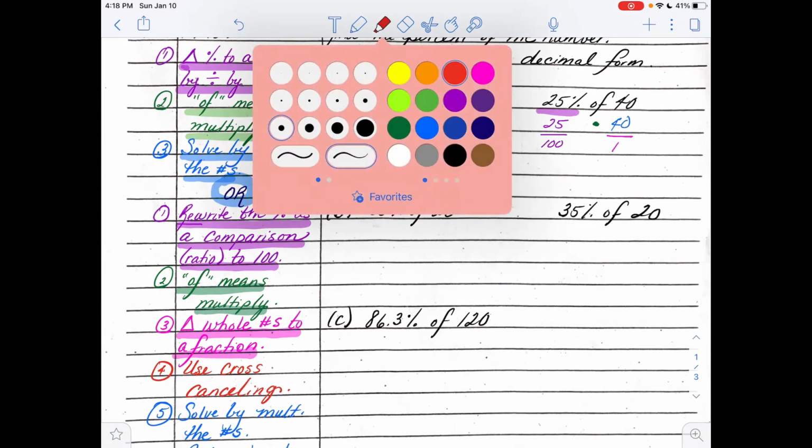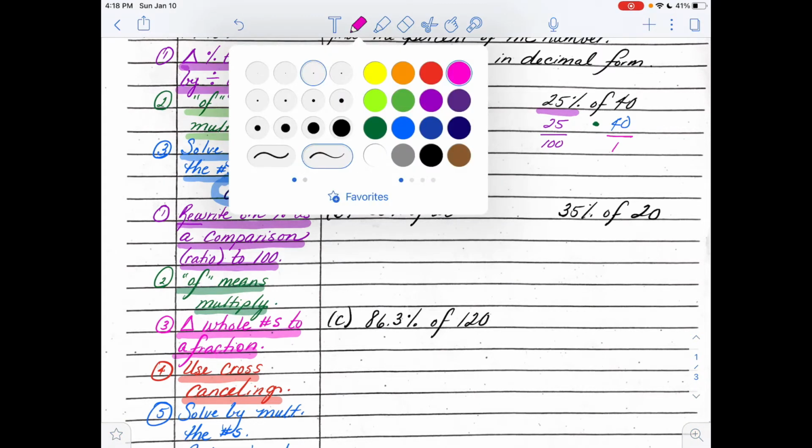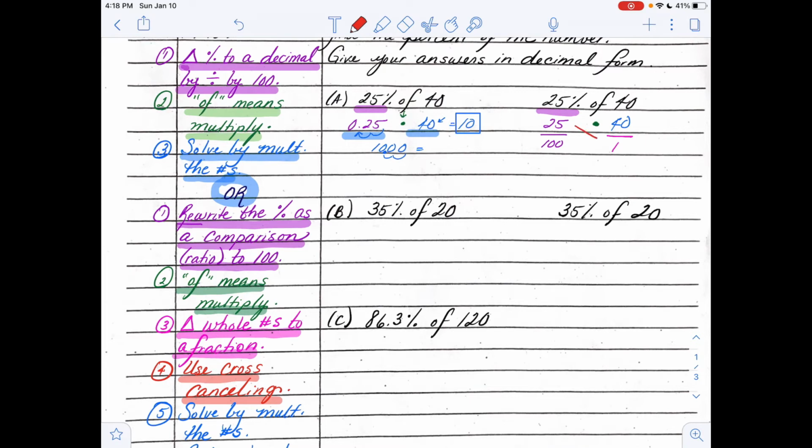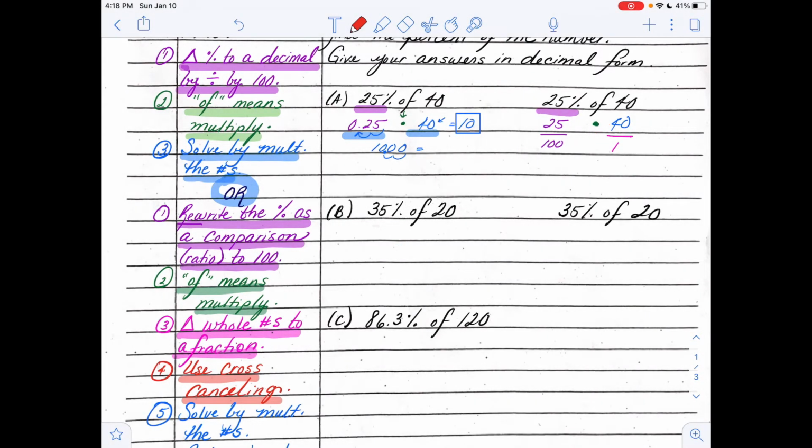Once we do that, then we can use our cross canceling. Remember, we try to reduce the diagonals before we start. Makes it a little bit easier for us. I cannot reduce a 25 and a 1, but I can reduce a 40 and a 100. What goes into 40 that also goes into 100? Definitely 20. So let's divide these both by 20. 20 goes into 40 twice. 20 goes into 100 5 times.